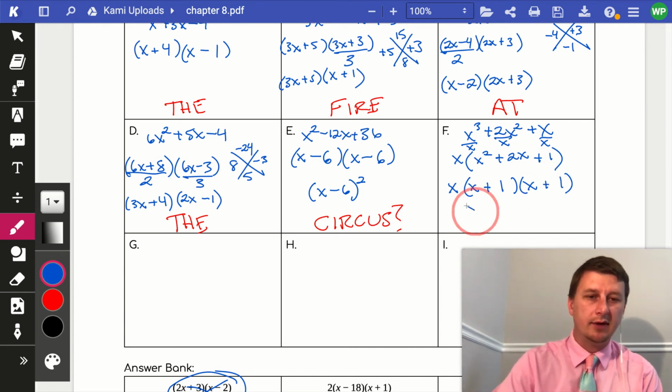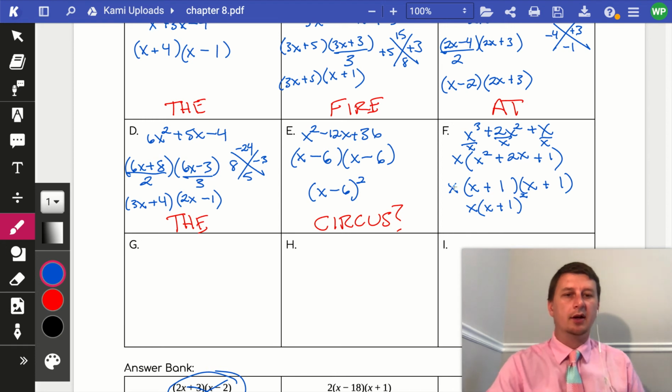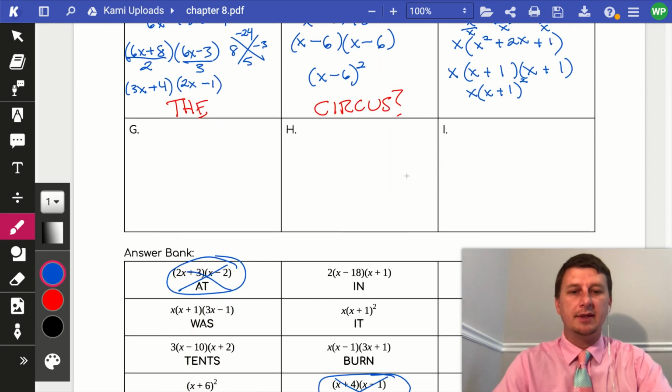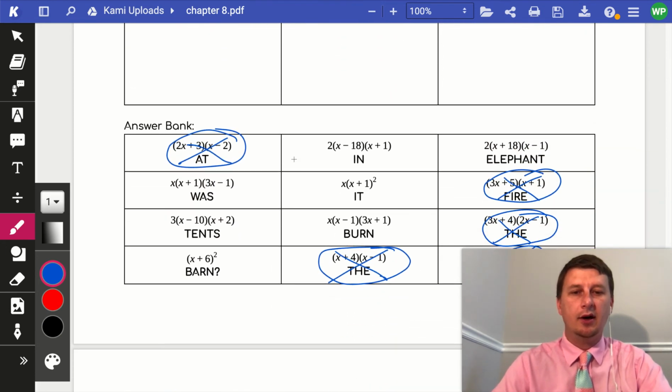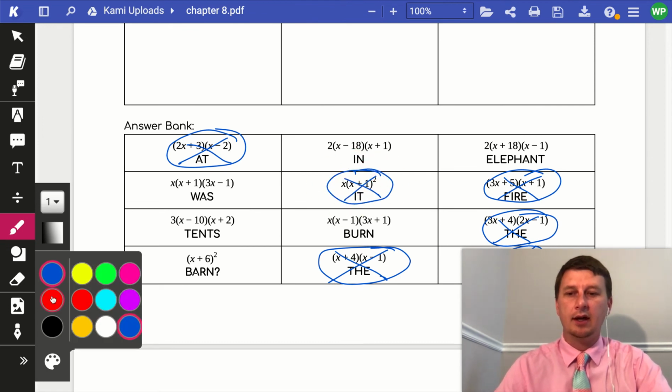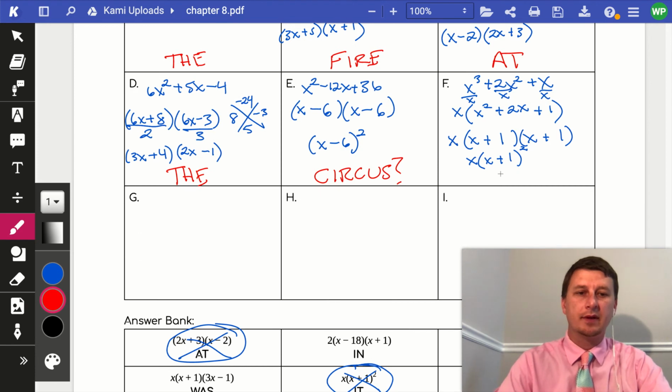And again, I can rewrite this since I have two factors that are exactly the same as x plus 1 squared. So I'm looking for x times x plus 1 squared. Oh, right there. There it is. X times x plus 1 squared. And that word is it. So that's going to be it.